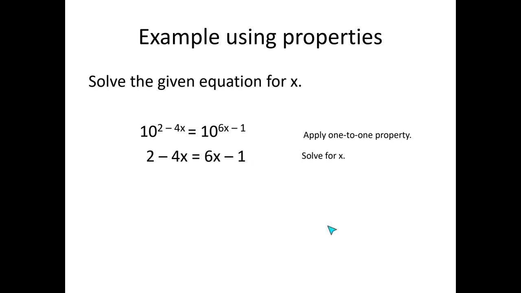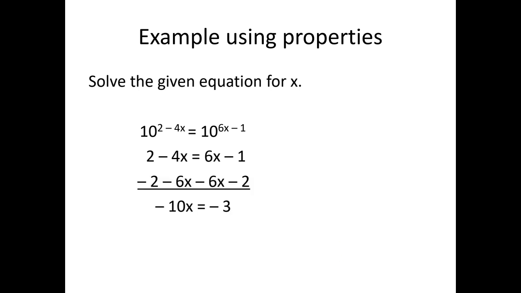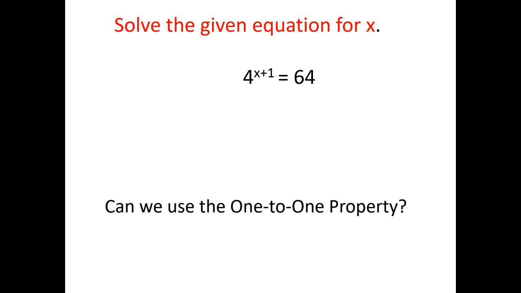Okay, so let's solve for x. I'm going to subtract this 2 on both sides, and I'm going to subtract the 6x on both sides. So 2 minus 2 is 0. Negative 4x minus 6x is negative 10x. My 6x and negative 6x will become 0. And negative 1 minus 2 is negative 3. Divided by negative 10, we get 3/10. Okay, so that's going to be our answer for that equation.